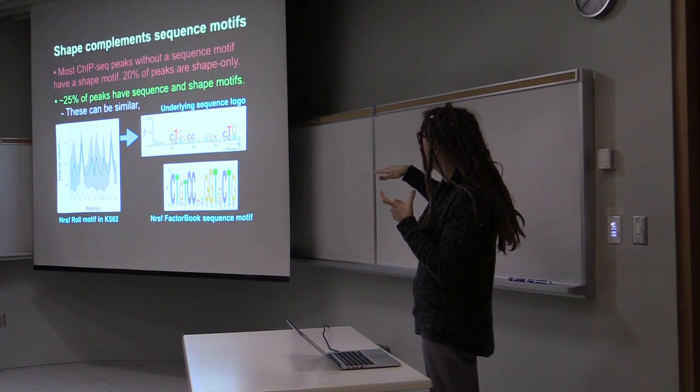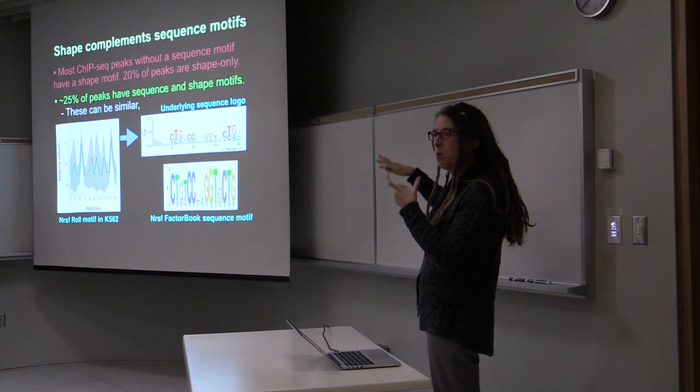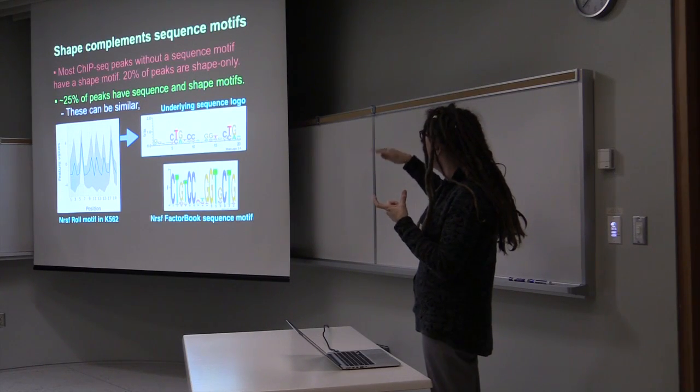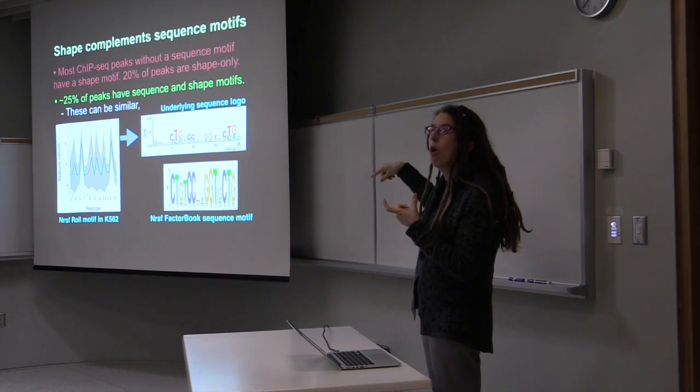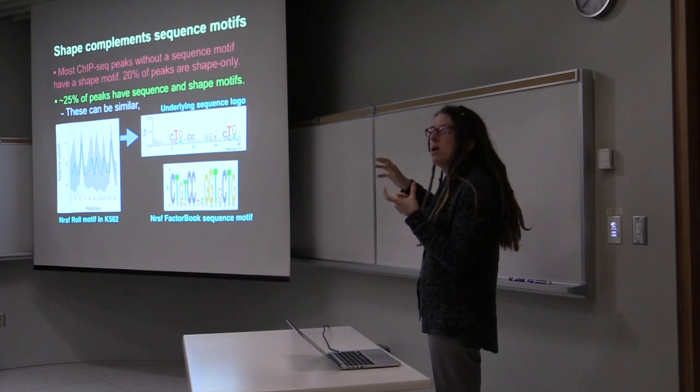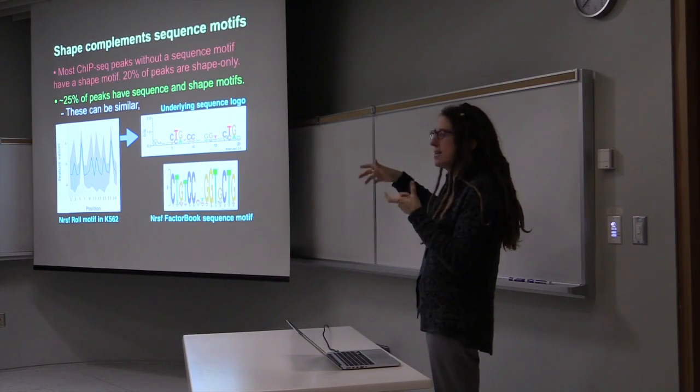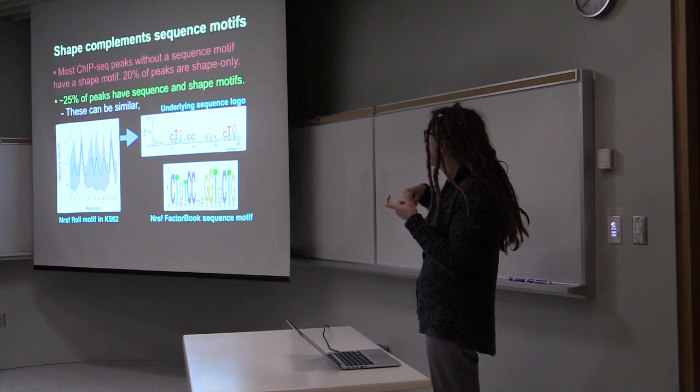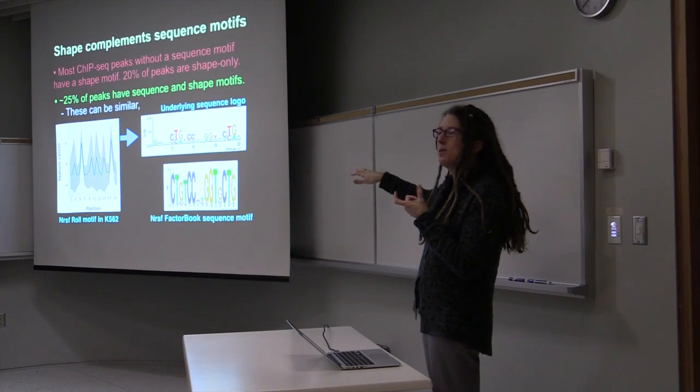So in this case, the sequence motif that we all know and know well is encoding oscillating roll. There are some other things that can also encode that, but most of the instances actually have a good match to the sequence motif.